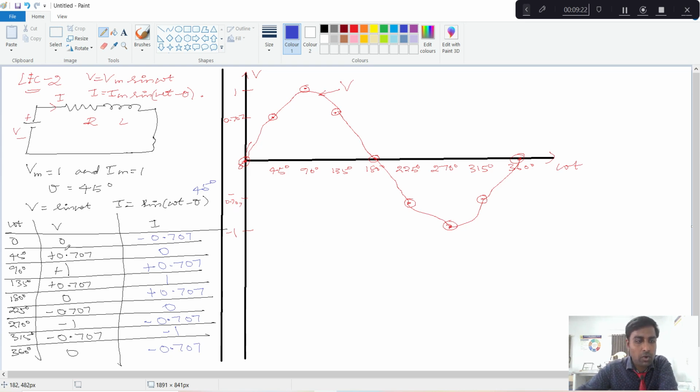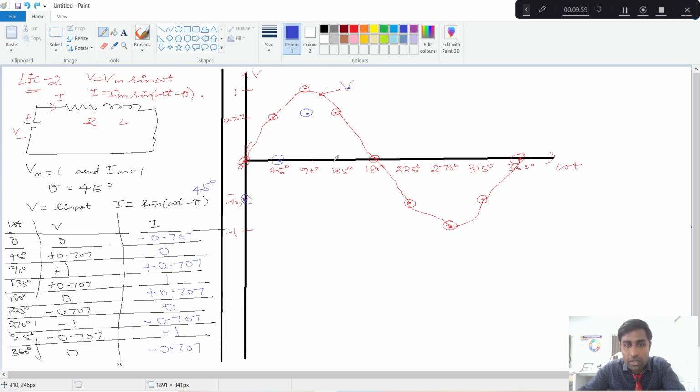So now I have to plot all the values. At omega t is equal to 0 degree, my I value will be minus 0.707. So it will come here. And at 45 degree, the I value will be 0. Then at 90 degree it is 0.707. And at 135 degree it is 1, so it will come over here, it will be 1.